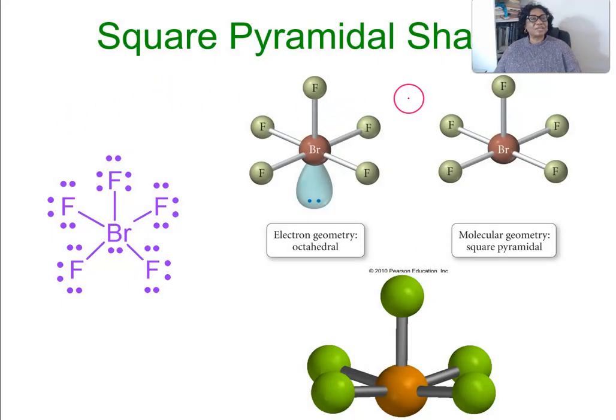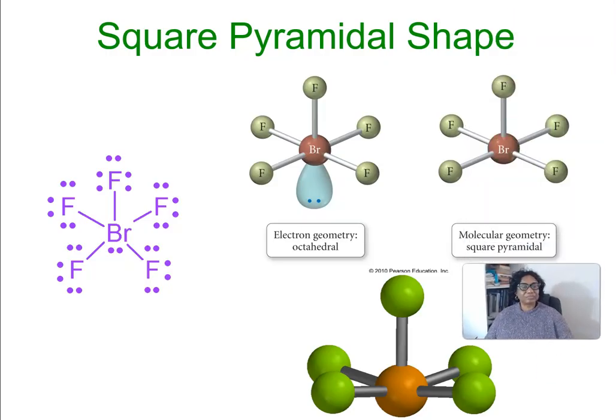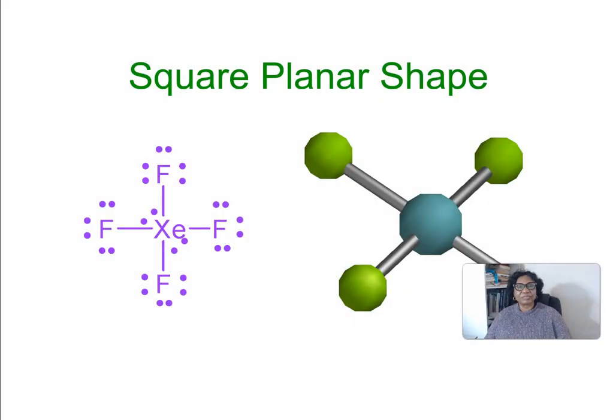So, square pyramidal shape. We have just one lone pair, so it gives us a square pyramidal shape. But when we have 2 lone pairs, see the lone pairs? What we have is a square planar. That's a square planar shape.